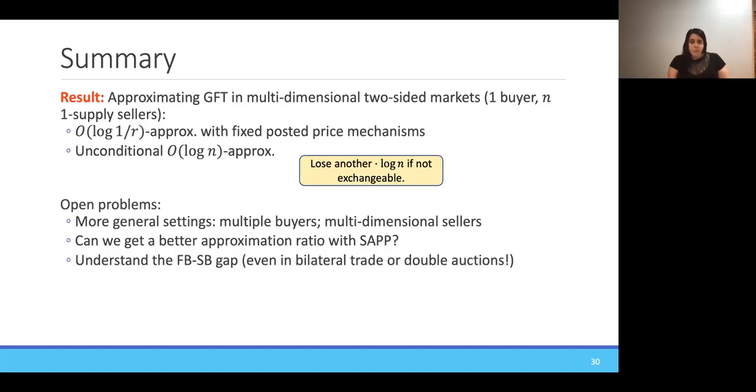So open problems, more general settings, obviously. We only deal with one buyer, so multiple buyers, and multi-dimensional sellers would obviously be nice. We only have single dimensional sellers. Can we get a better approximation ratio with seller adjusted posted pricing? It seems like a very, very powerful mechanism. And it seems like our analysis is loose in a bunch of places, but as I said, it's pretty complex. And most interestingly, I think, is understanding the first best, second best gap, even in bilateral trade or double auctions. I think all that's known is that they're at least a factor of 2 apart, but maybe Shachar knows more.